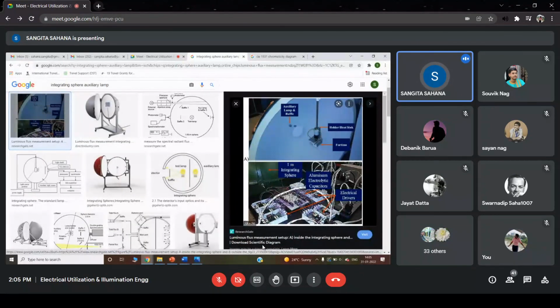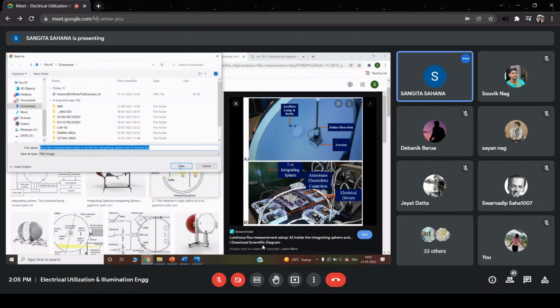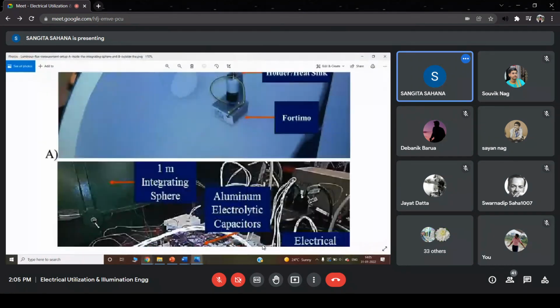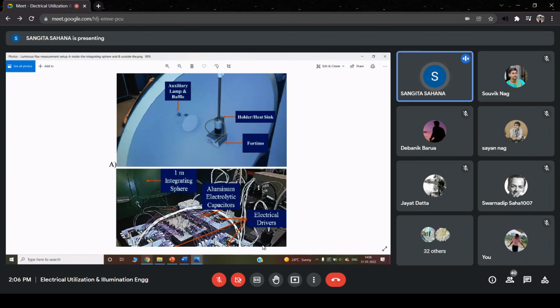So in this figure, this is the inside sphere. This is the suspension wire. This is my main lamp placed over here, and you can see a small light here, right? This baffle is placed just to cover the direct light from the auxiliary lamp. So at first we have to switch on the main lamp or main luminaire, whatever. Then you can take the reading using this small light. Okay, this is a small auxiliary lamp over here.